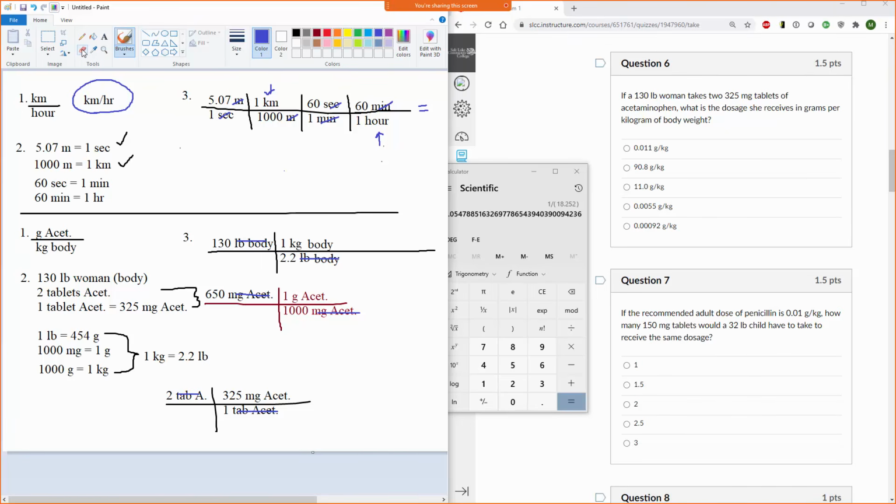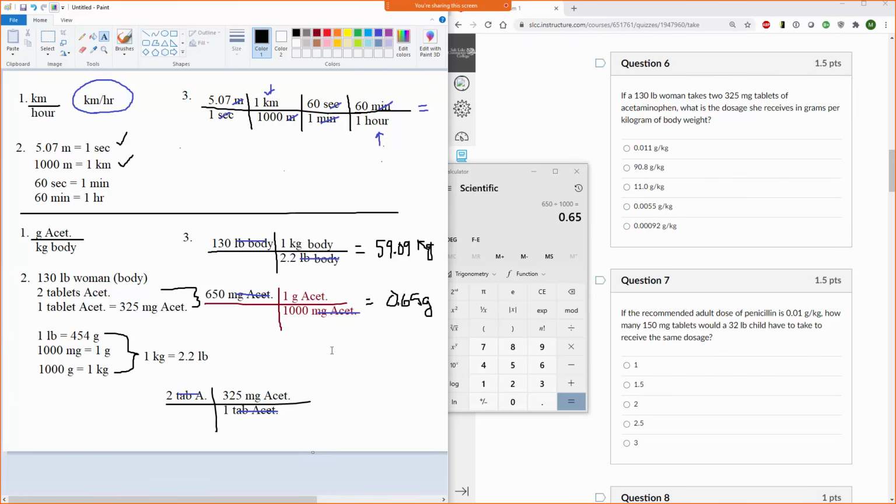All right. So what Sarah did, hopefully you guys can see, and this is fine. It's totally fine. It's what makes sense to her, and it might be what makes sense to you as well. She just calculated each of these individually. So 130 divided by 2.2, she says we've got 59.09 kilograms that we calculated first. And then 650 divided by 1,000. So I have a 0.65 gram of acetaminophen. And now she just says, hey, I want the grams on top.